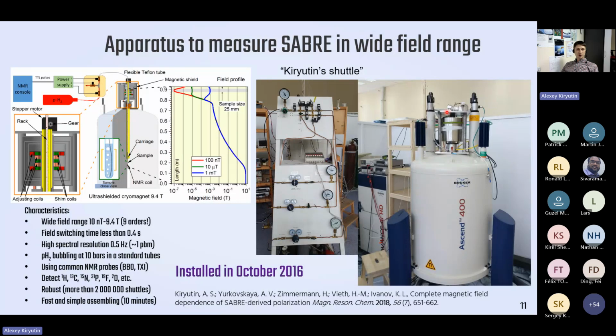At the top of the cryomagnet, a magnetic shield is installed with internal electromagnets, enabling the variation of the magnetic field from 10 nanotesla to a few millitesla. Thus, we cover 9 orders of magnitude in the magnetic field strengths.